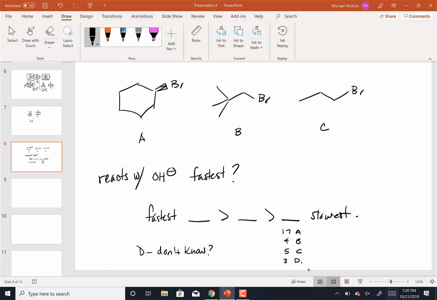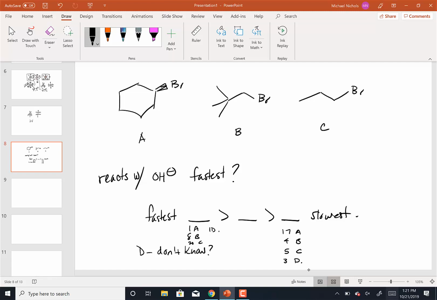Okay. I've got for fastest: 1 A, 8 B's, 20 C's, and 1 I don't know. So somewhere between slowest and fastest, we got rid of a couple of don't knows.